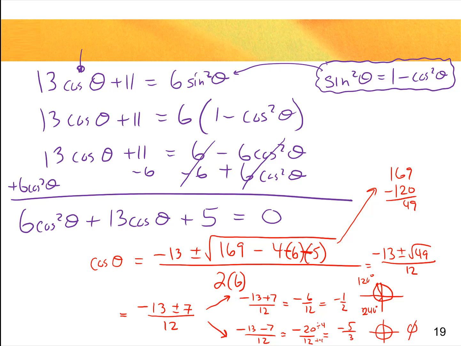Okay, so the question I guess is this: did we get any time that the sine theta was 0? We didn't. Cool. Did we square anything? No, we didn't square anything. So therefore I don't need to check my answers. The answers that I got are here. I don't have any extraneous answers.